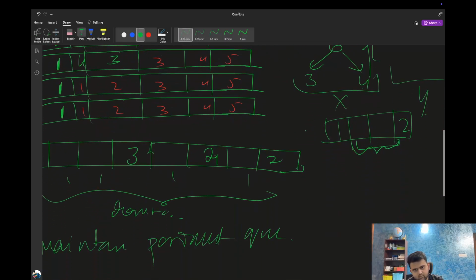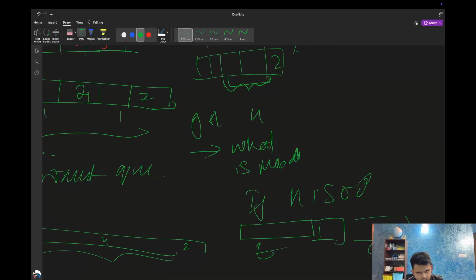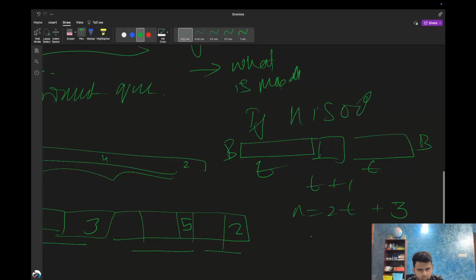So for given n, what is max dist? If n is odd, so you have this, some t, you have boundary. So distance is what? T plus 1, and n is 2t plus 3. So what? N minus 1 by 2 if n is odd.